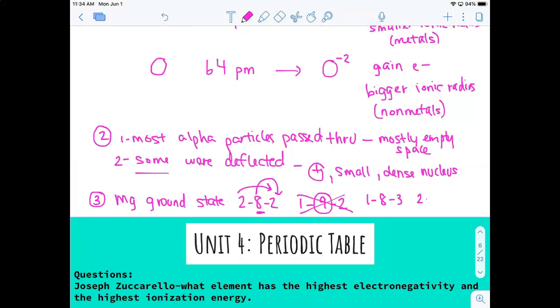So it could change to 2-7-3. That's another choice. Or whatever your last shell is, you can have an electron leave that shell and make a new shell. So I could have 2-8-1-1. So all of those would be acceptable answers for the excited state. You just want to make sure the number of electrons don't change. So in all these scenarios, if you count up the total number of electrons, there's always going to be 12 of them. You just have 1 or more moving to the right if it's in the excited state. And you got to make sure that that second number is never higher than 8.